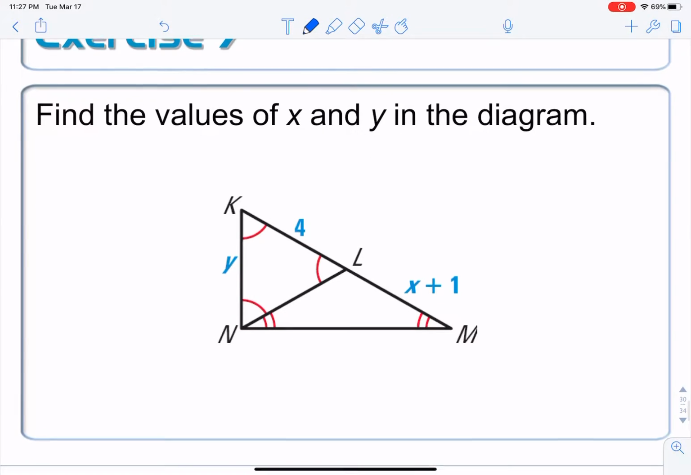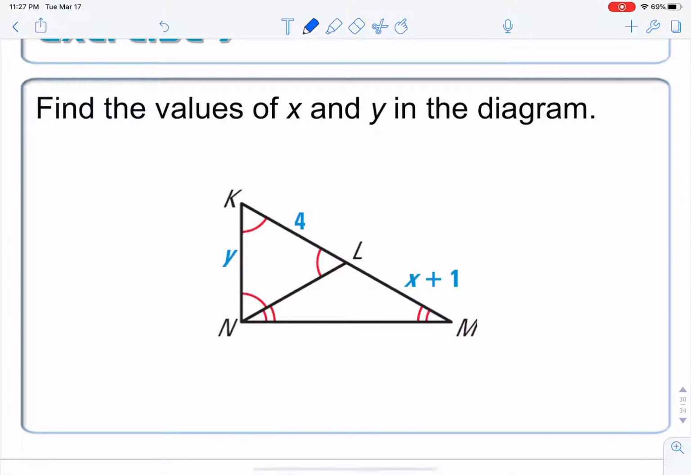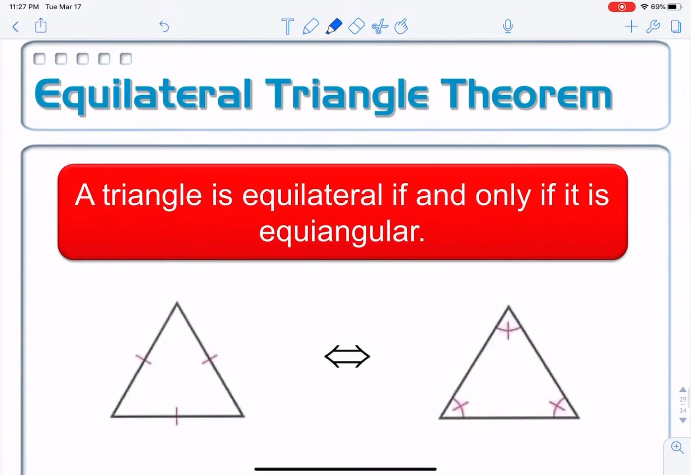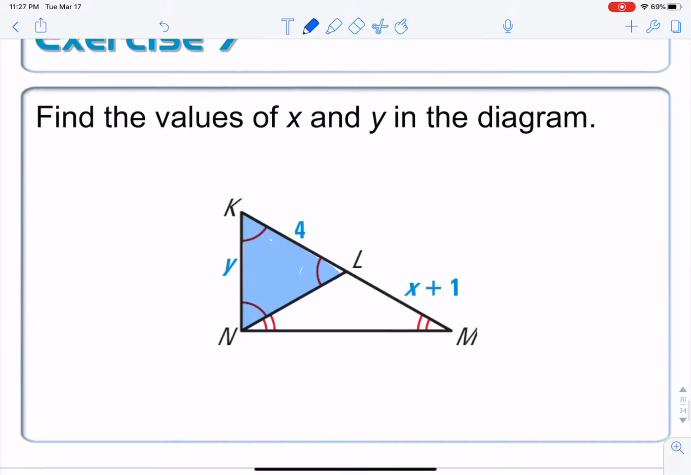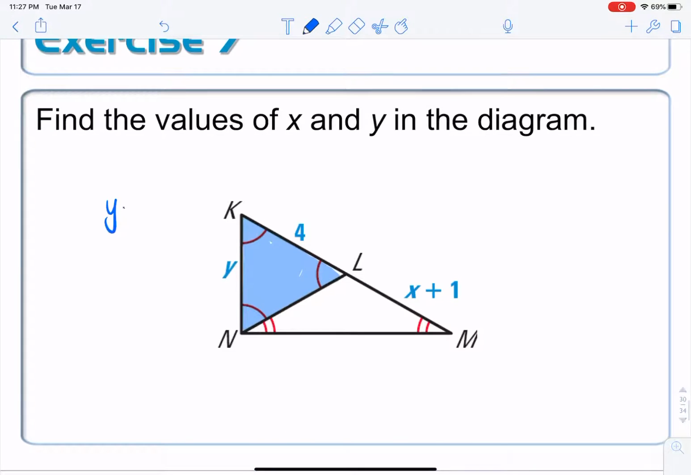All right, so for this particular problem, notice that over here on the left side of this diagram, we have ourselves an equilateral triangle. We know that it's an equilateral triangle because it's equiangular, right? By the Equilateral Triangle Theorem. So already, right off the bat, we know that y is equal to 4, right? So each one of these sides are 4. 4 and 4, and that one's 4. Bam, I'm halfway done.